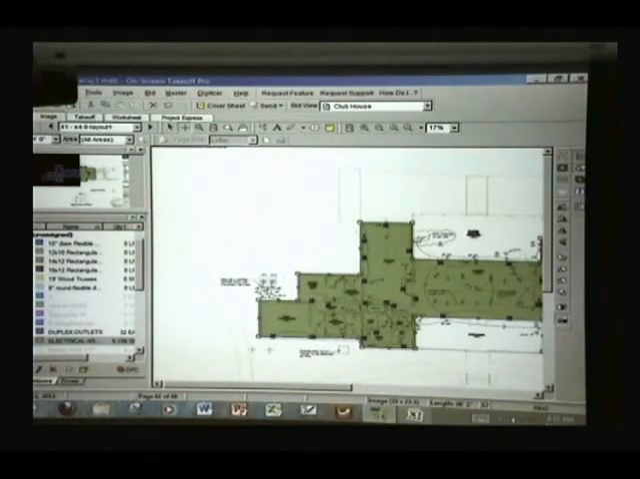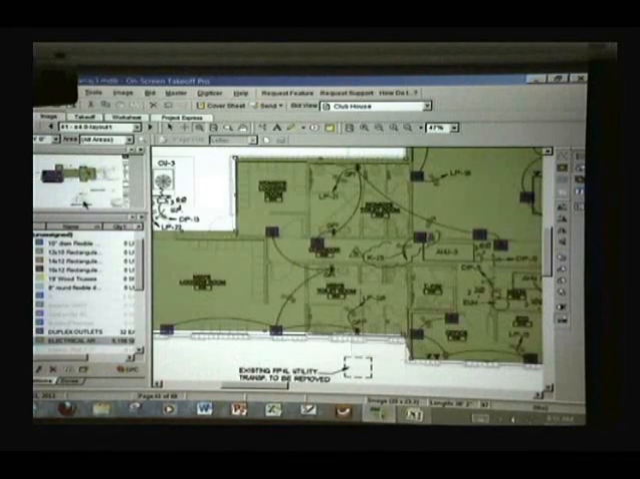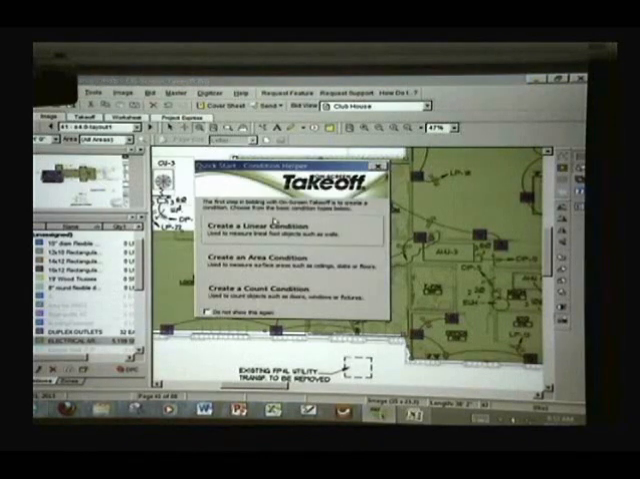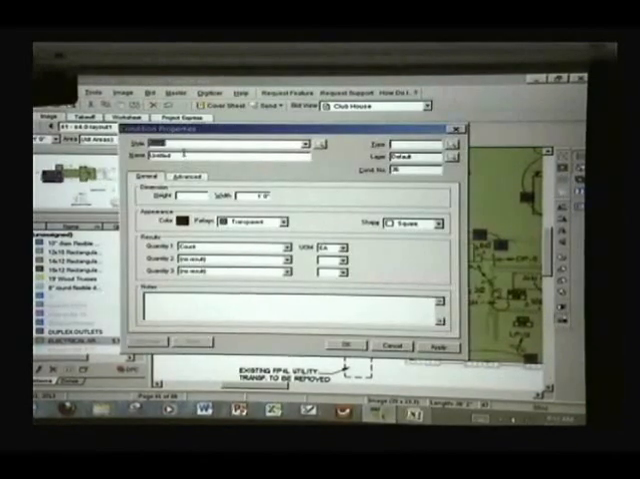Okay. So now I have the area, I have the outlets, the dual outlets. Now I need to estimate also the GFIs. So now I'm going to create a new count condition, and this will be ground fault interrupted outlets.